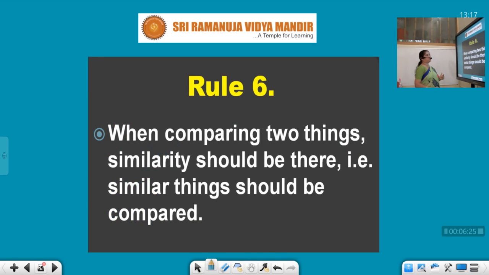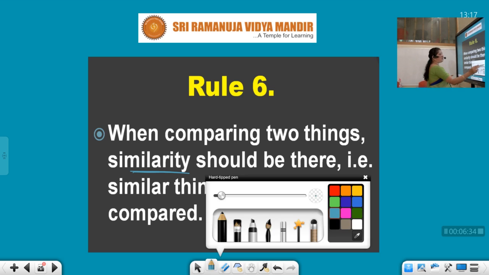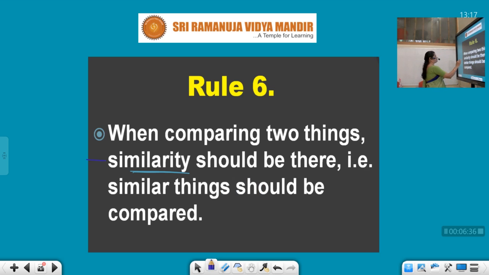So now you must have understood the rule 6. When comparing two things, similarity should be there. Similarity of what? Wall colors. We are actually talking about the wall colors here.